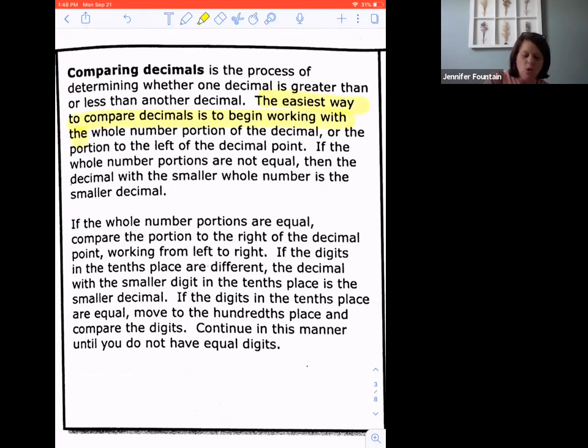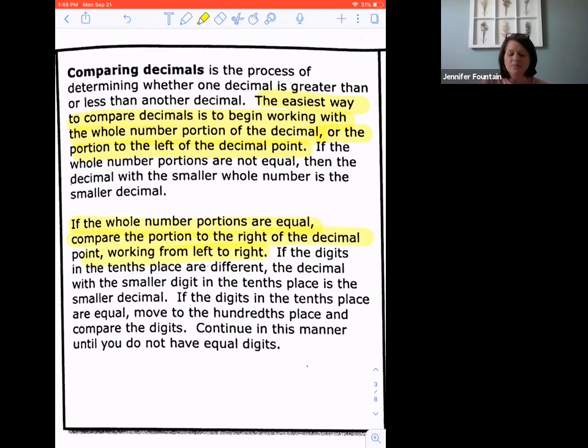You want to start with the whole number portion of the decimal to be able to compare and see if one number is larger than the other one. If it is not, you can go to the portion to the left of the decimal point. It says if the whole number portions are not equal, then the decimal with the smaller whole number is the smaller decimal. If the whole number portions are equal, you want to compare the portion to the right of the decimal point, working from left to right.